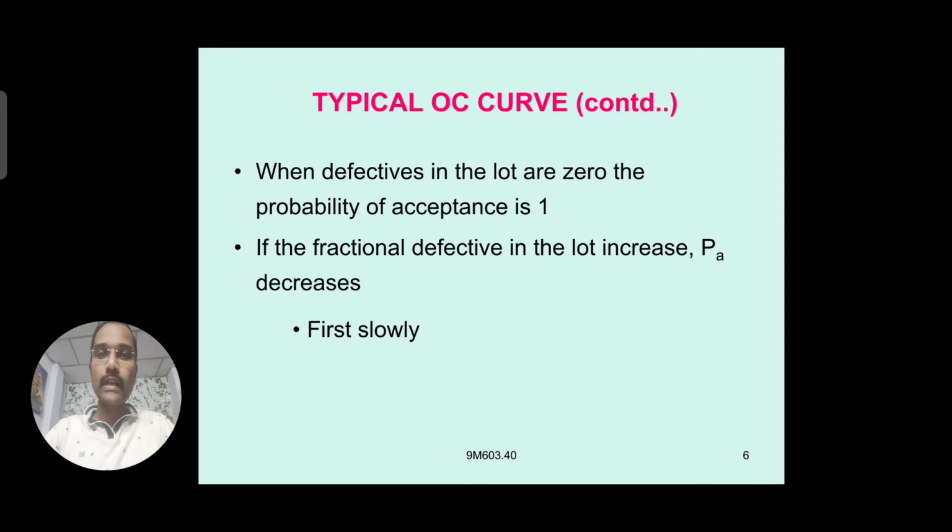First, slowly it decreases according to the observation made, and then rapidly it falls down. Finally, the probability of acceptance for defective lots: if you find more defectives, the probability of acceptance is completely 0. There is no acceptance for that particular lot, they are completely rejected. So that is what you understand from this general OC curve.